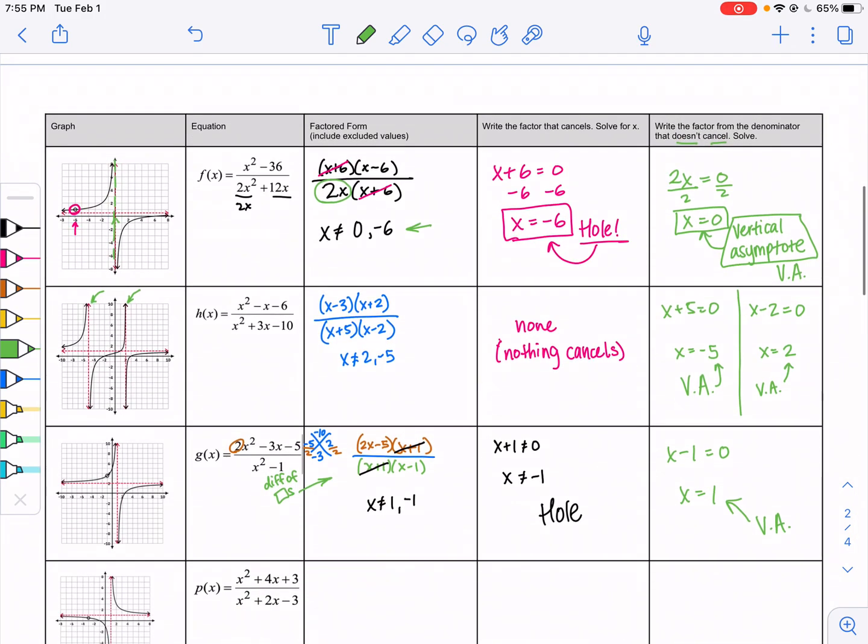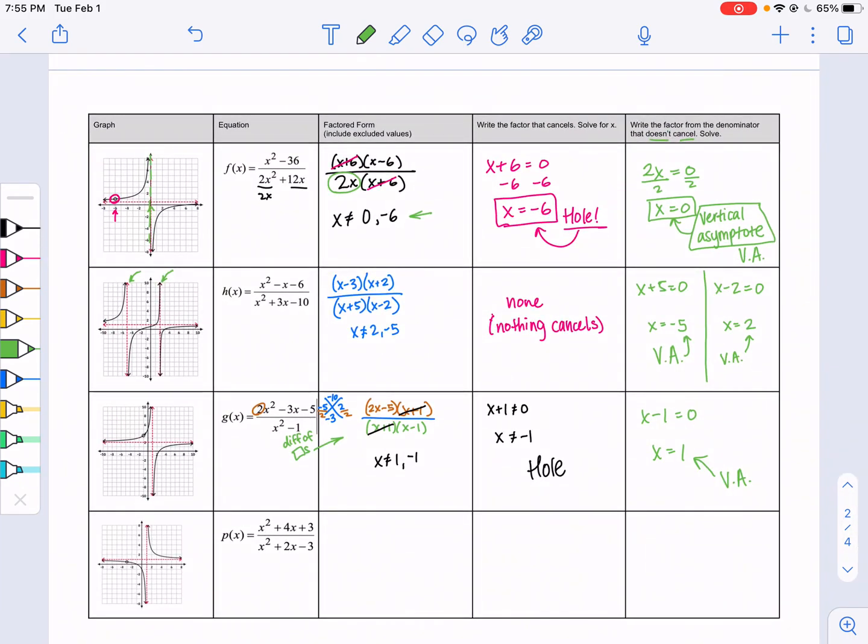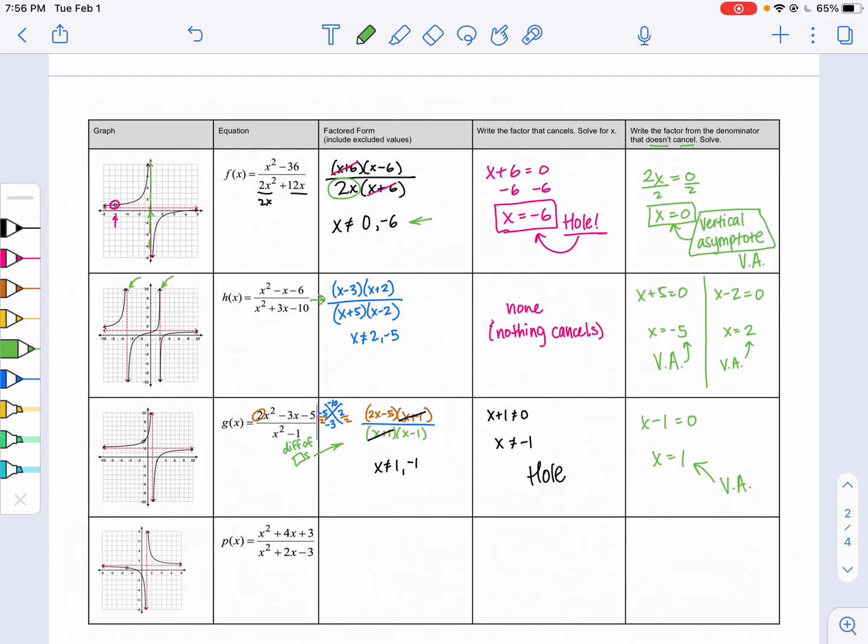So take a moment to go through each step. I'll leave this up here on the screen so that you can copy it down. But also I want you to try to just go from step to step. So you're gonna go from the equation, right, to the factored form. From the factored form, you're gonna look for the thing that cancels. In this next case, nothing cancels. So we're just gonna write none here.